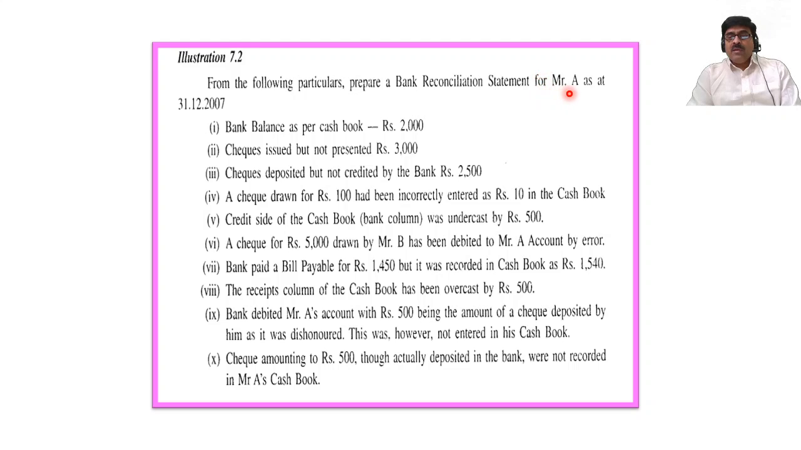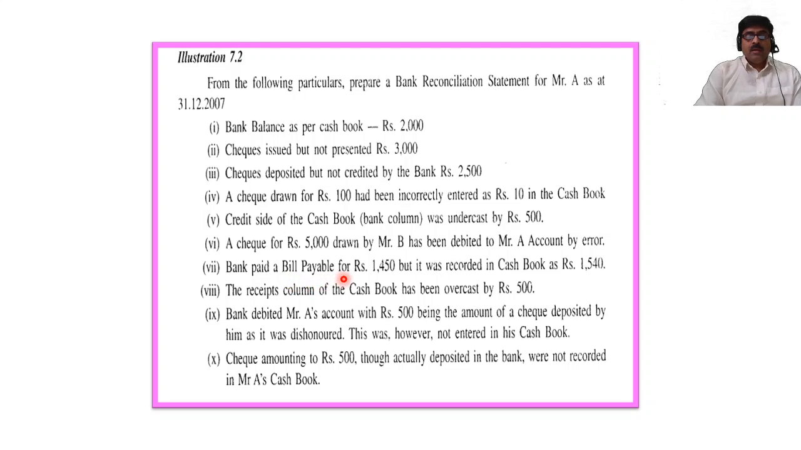Here we are preparing in the books of Mr. A. A check of rupees 5000 drawn by B. B is another customer of the banker, some third party. Instead of the banker debiting B's account, he debited the passbook of Mr. A with 5000 rupees. Means there is a 5000 decrease in the passbook. So we too have to decrease the amount as per cash book to deduct this 5000.